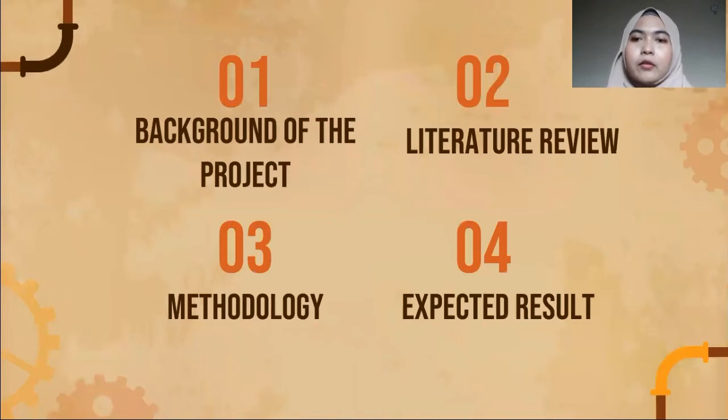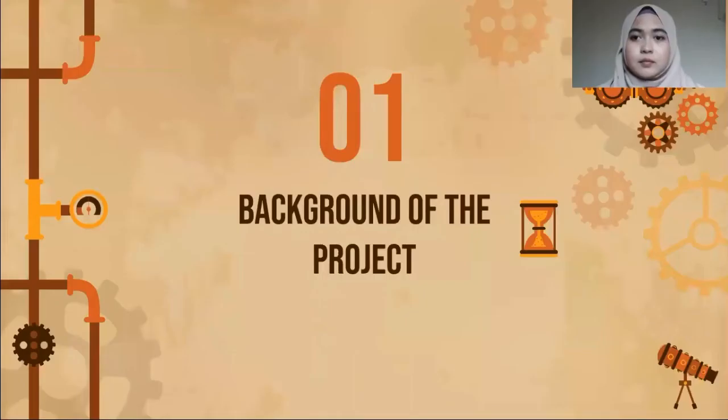For my presentation, I will have four sections: the background of the project, the literature review, the methodology, and lastly the expected result that will be achieved in this project. Now we will proceed with the first section, which is the background of the project.